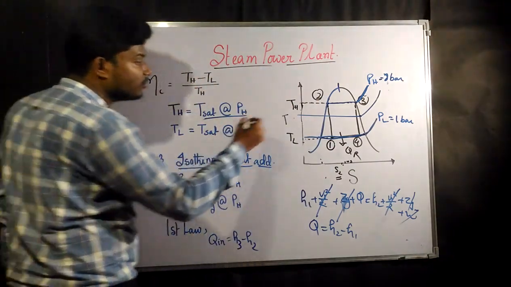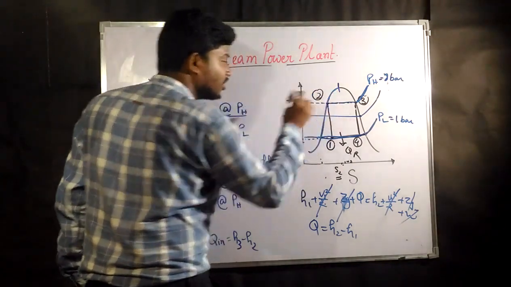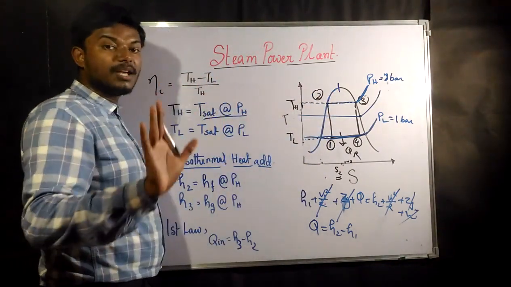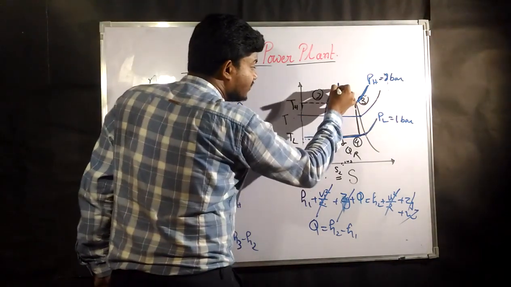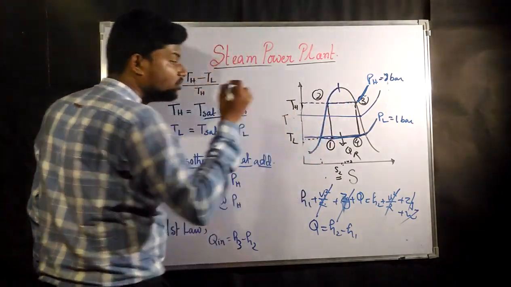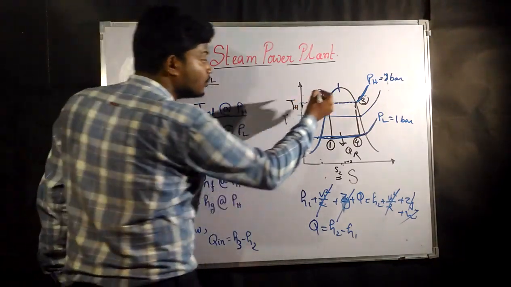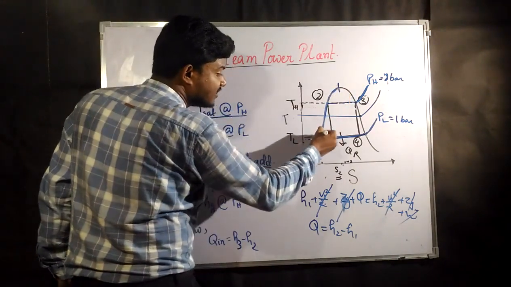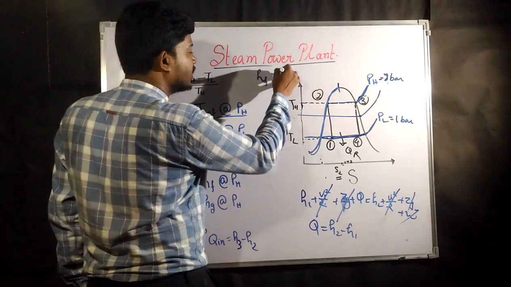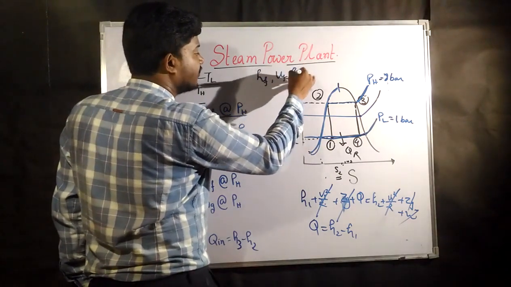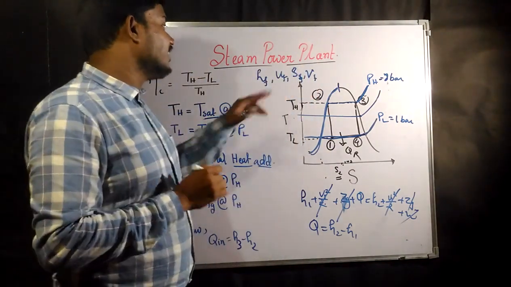Now H2 is nothing but this point. At this point, what is going to be the enthalpy? You can find it from the steam table. Whatever the values of entropy, internal energy or enthalpy, everything at this line comes with a suffix of small f, that is Hf or Uf or Sf or Vf. Sf is the entropy of the fluid.